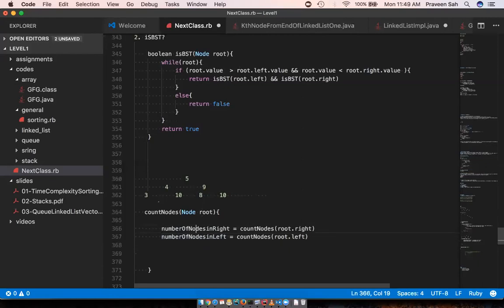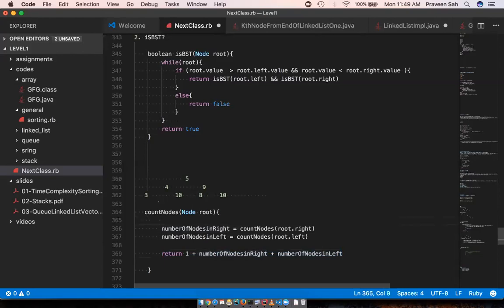Not height. Number of nodes, not height. This is the number of nodes. So we know the right subtree has 10 nodes and the left subtree has 12 nodes. So how many total nodes? 22. Okay, number of nodes on right plus number of nodes on left. Yes, simple. I don't know why you're taking so much time to think about this. So if left has 10 and right has 12, the total will be 12 plus 10 plus 1, the 1 being itself. Correct? Is this correct?